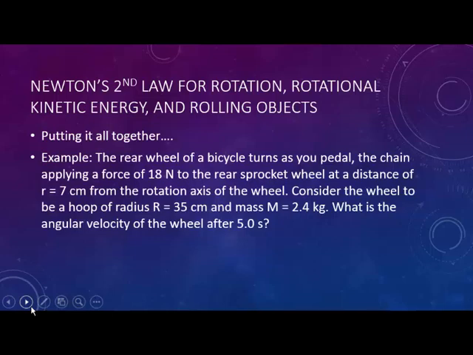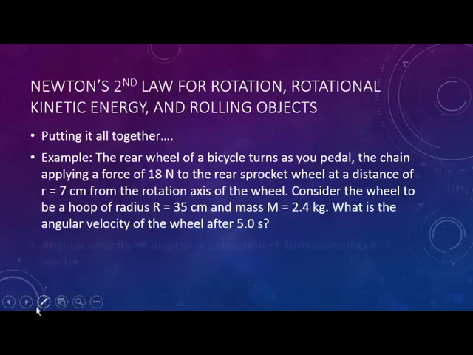So on this one it says the rear wheel of a bicycle turns as you pedal, the chain applying a force of 18 newtons at a distance of 7 centimeters from the rotation axis of the wheel. Consider the wheel to be a hoop of radius 35 centimeters and mass of 2.4 kilograms. What is the angular velocity of the wheel after 5 seconds?